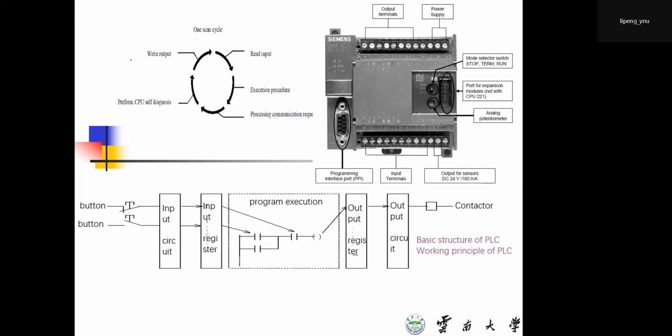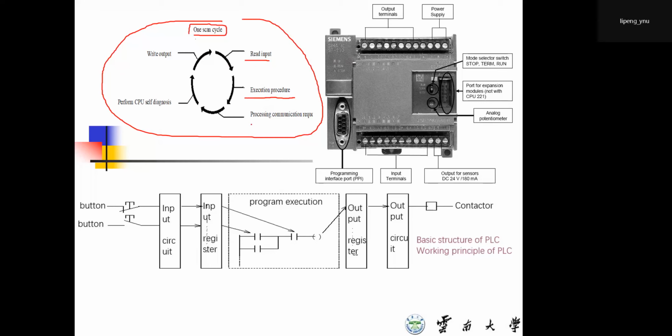And we can see this picture. In this picture, we can see the PLC scan cycle. One scan cycle includes read input, execution of the program, processing communication requests, performing CPU self-diagnosis, and the last one is write output. And I will give you an example.